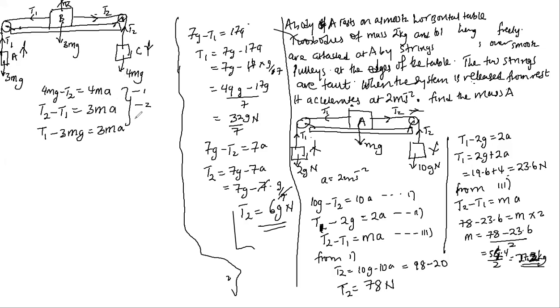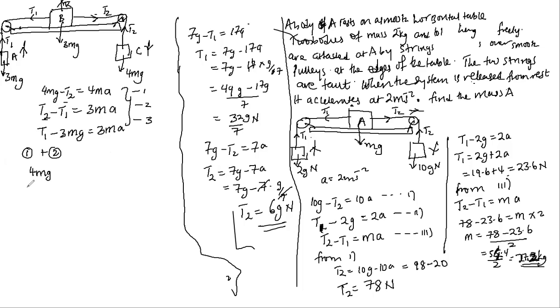Equation 1, equation 2, equation 3. So I can add 1 plus 2. This will give me 4mg. I will eliminate this T2 with this one. Minus T1 is equal to 7ma, to give me a new equation, star.